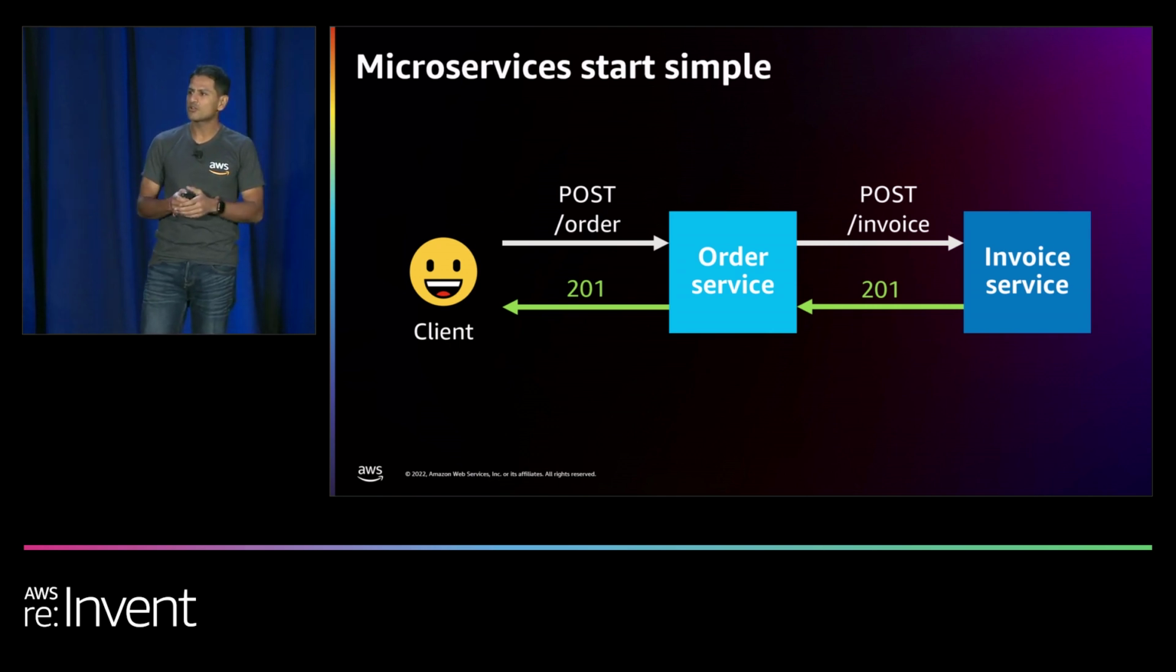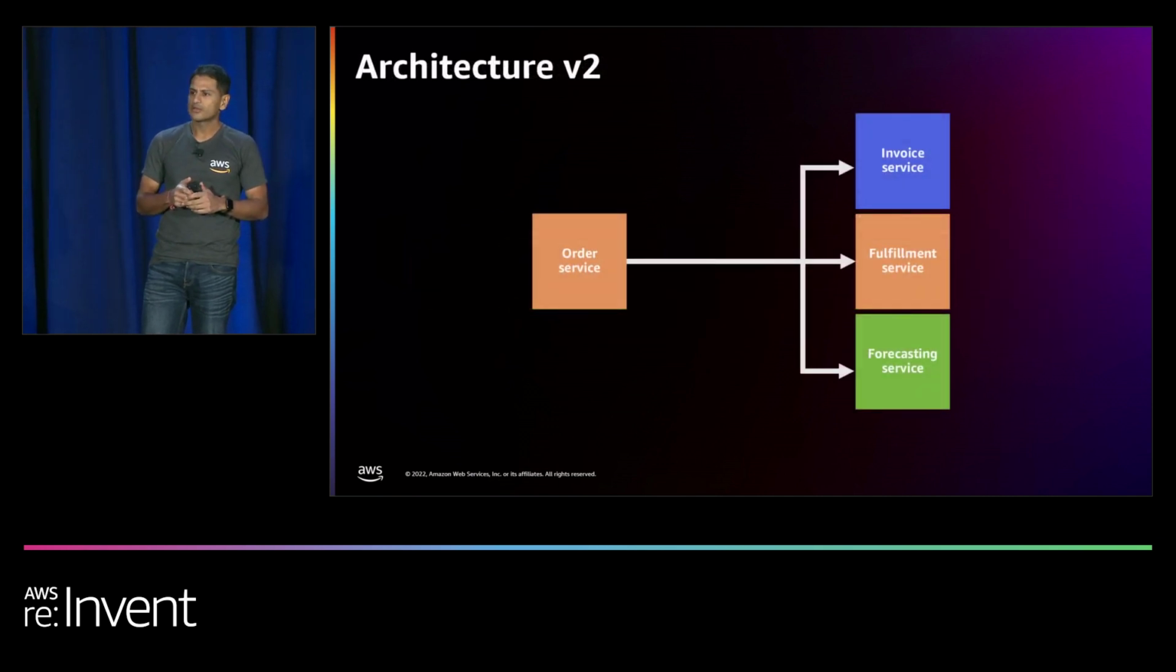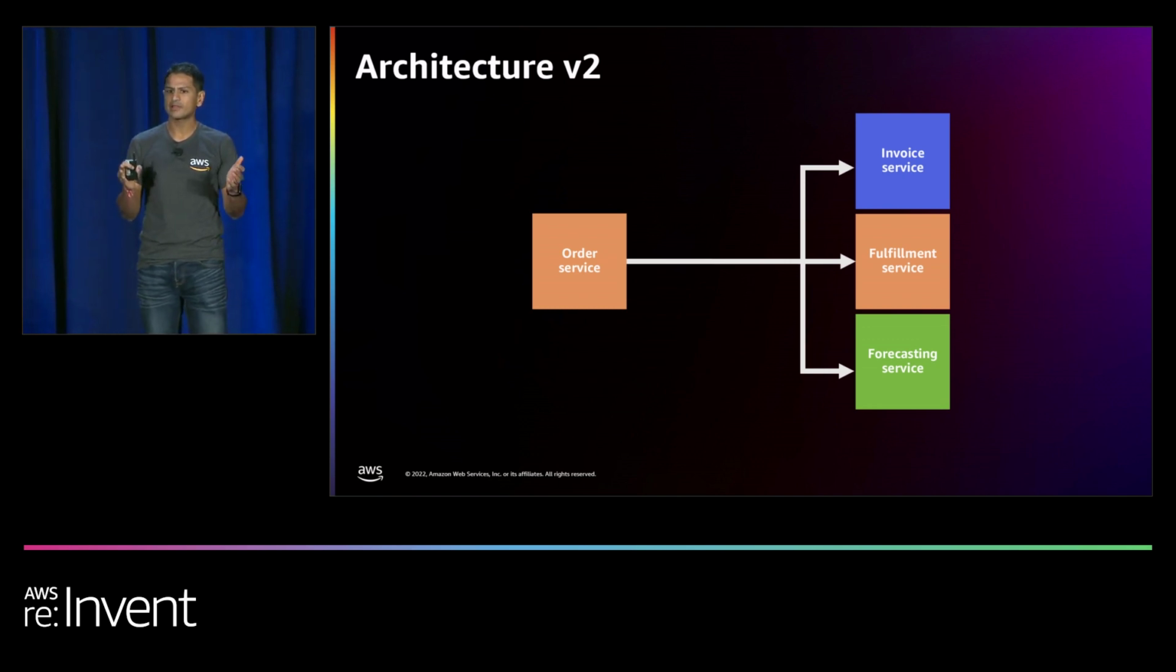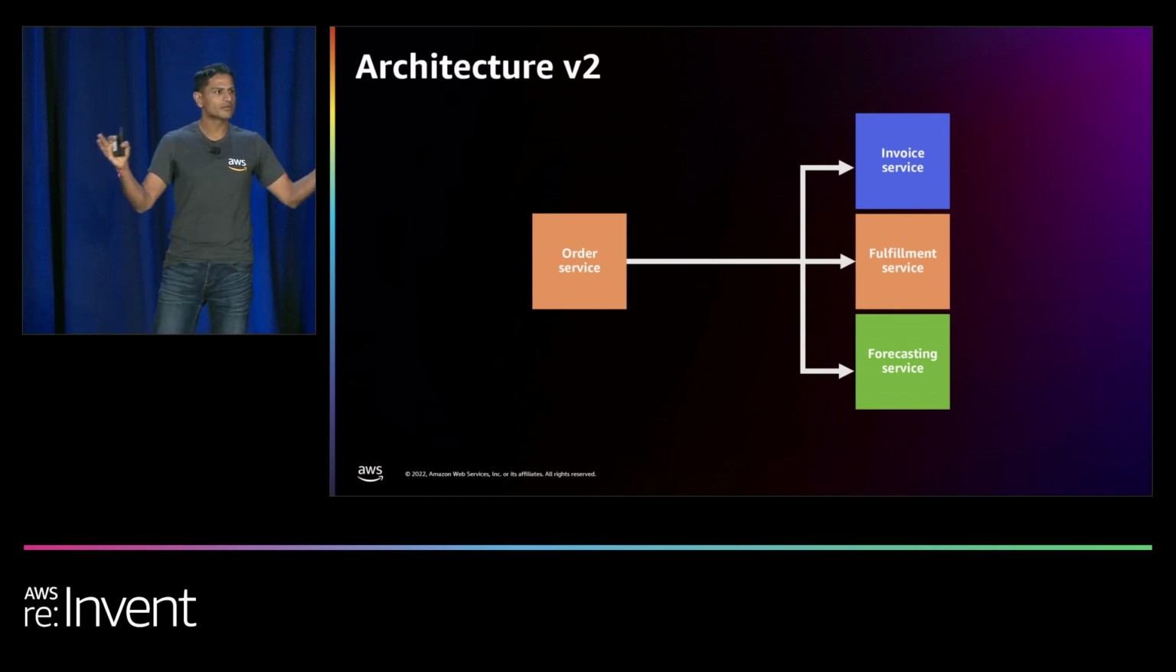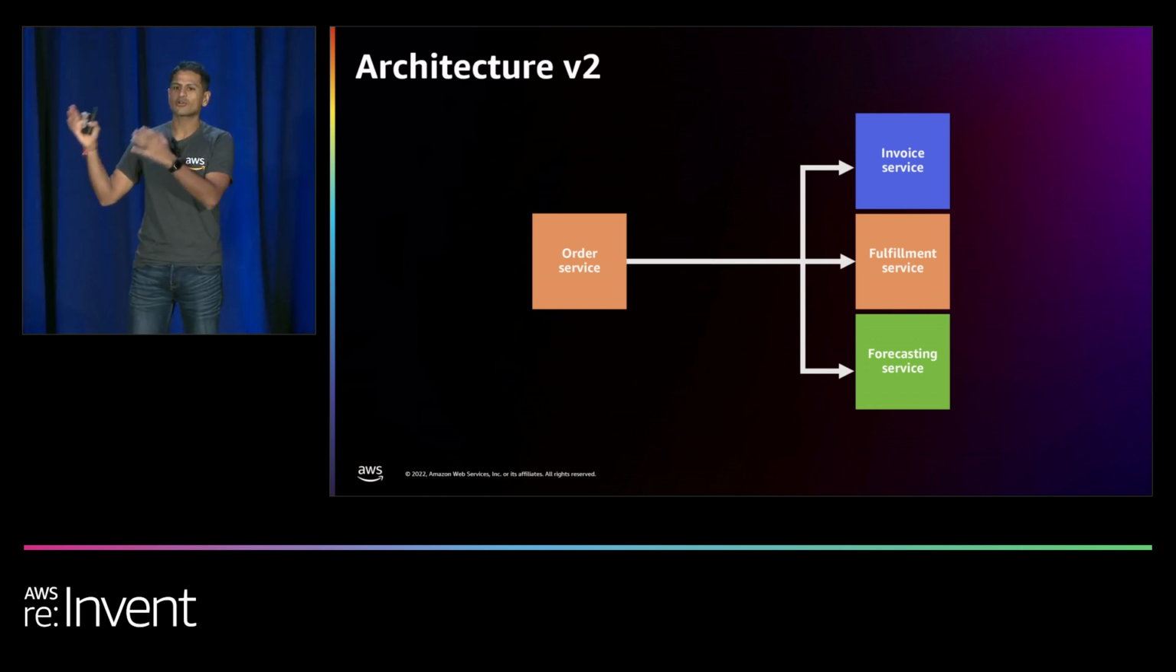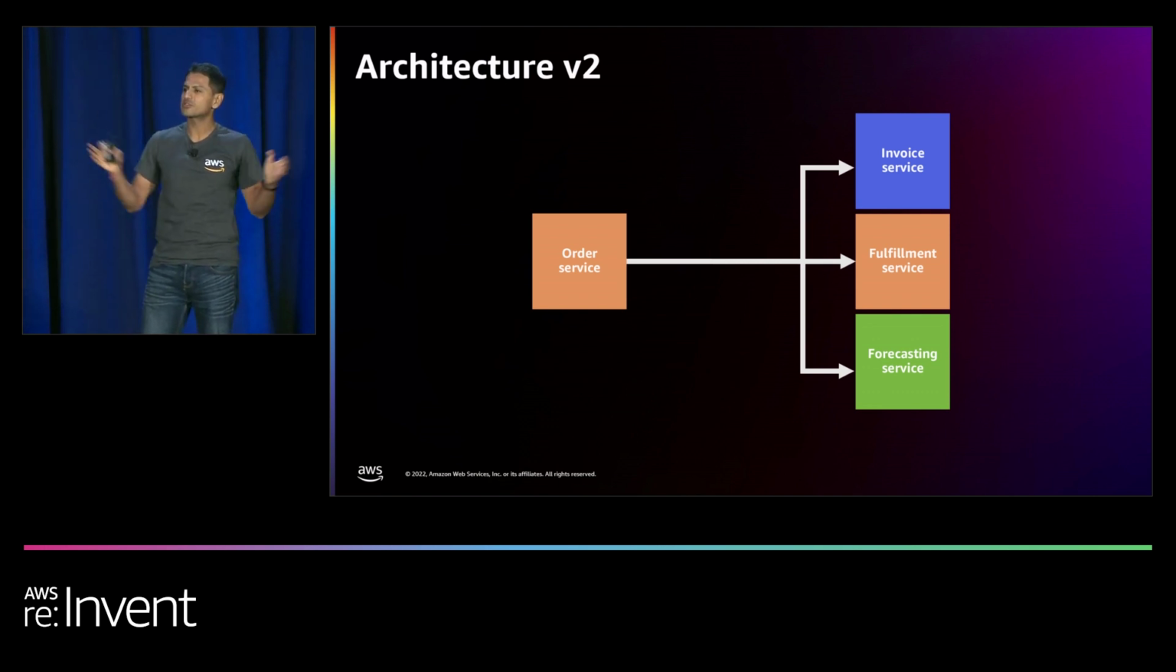Now, this works great when we have a simple system like this. But let's say in the e-commerce application, you start adding additional services. So on this slide, we have added 2 additional services along with invoice. We have got fulfillment and the forecasting service. And you can see here, the order service is acting as an orchestrator. It is responsible for gluing all these 3 different services together.